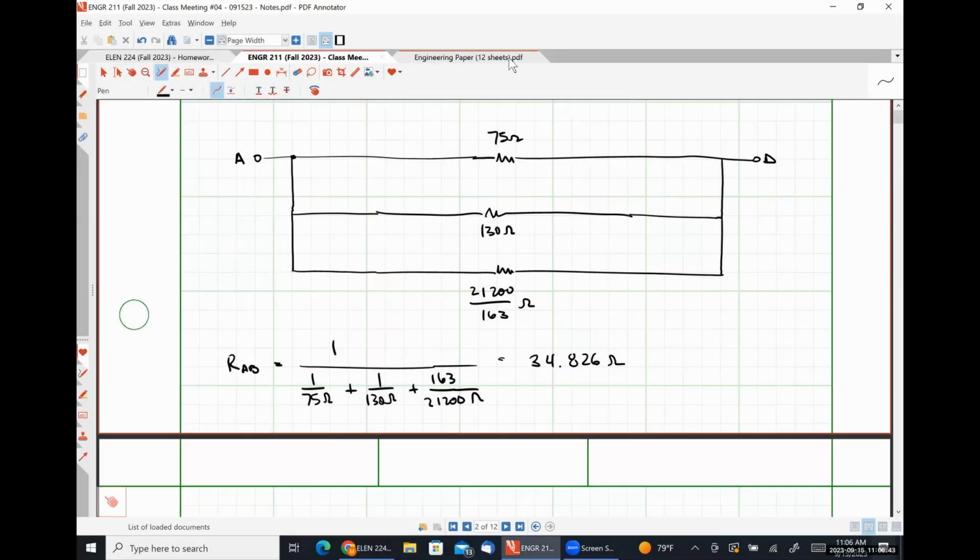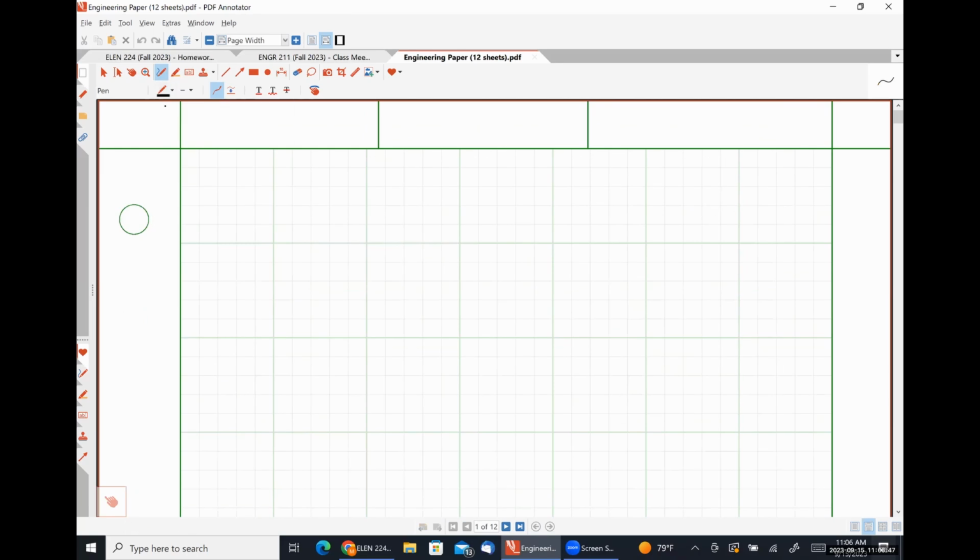At the end of our last class, I and T equivalent circuits for our transformers. So I'm just going to draw those up again. So we can take a transformer.